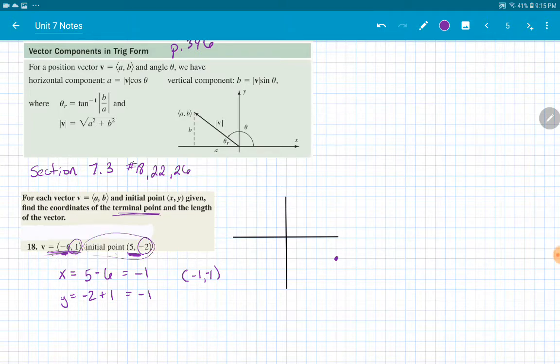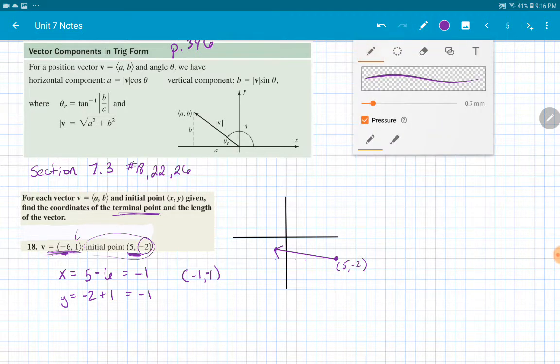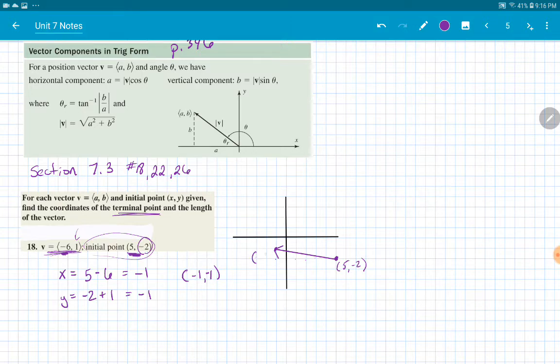starting at our initial point of 5, -2, and then going the vector with the component of -6. So in the horizontal direction, it's 1, 2, 3, 4, 5, 6. And the vertical component is 1, so that's up 1. So that vector ends there. The arrow's initial point is 5, -2, so our terminal point, that's where the arrow is. We can see it land at -1, -1, just as we did algebraically.